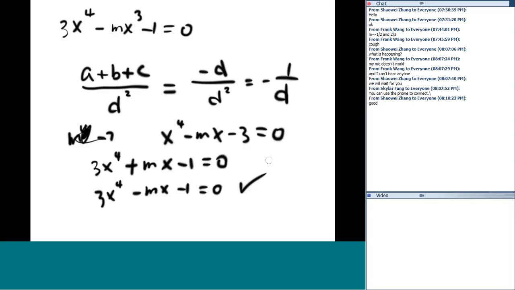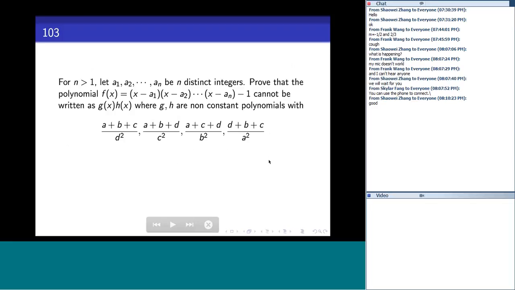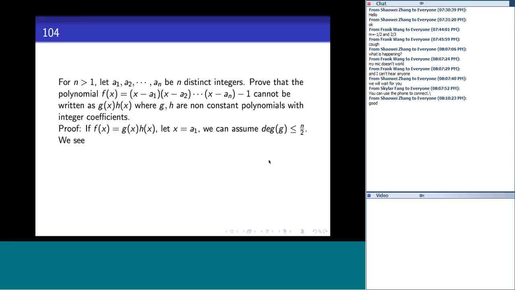Now we come to the last question. For n greater than 1, let a1 through an be n distinct integers. You can think about 1, 2, 3, up to n. Then prove that the polynomial cannot be written as g(x) times h(x), where g and h are polynomials and neither of them is constant. That's the whole point. Get it?